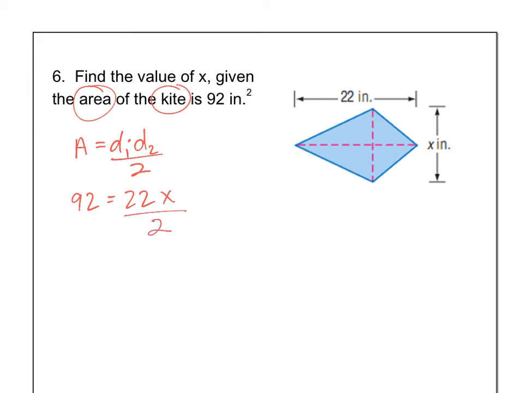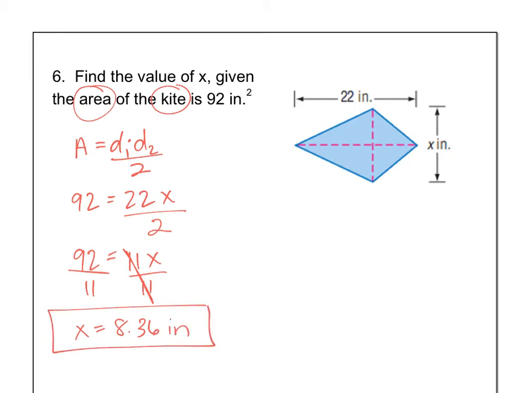There's two ways to do this one. One is you could multiply both sides by 2, or you could do 22 divided by 2 and change that to 11. So either way, let's try it this way this time. Let's do 22 divided by 2 is 11. And then now we have to divide both sides by 11. So when we do that, it's not a great number. I think it is 8.36, and we would label that inches, not inches squared, because this is the length of a diagonal.